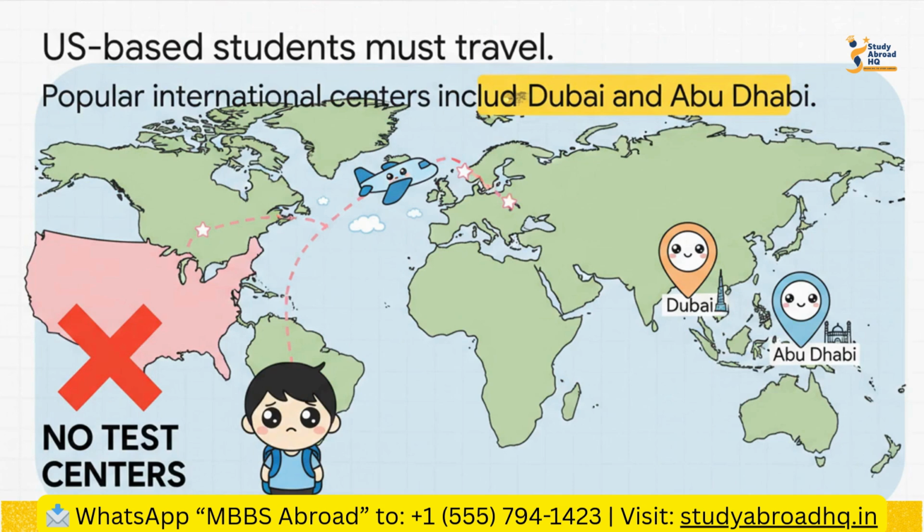Now, let's talk exam centers. This is a big one for planning. As it stands, there are no test centers in the United States. Yep, that means students will have to travel. For families in the US, the popular choices are usually centers in cities like Dubai or Abu Dhabi. You'll get to pick your preferences right in the form.